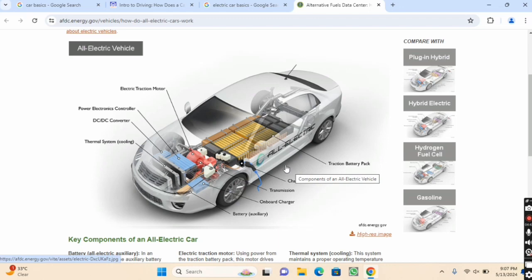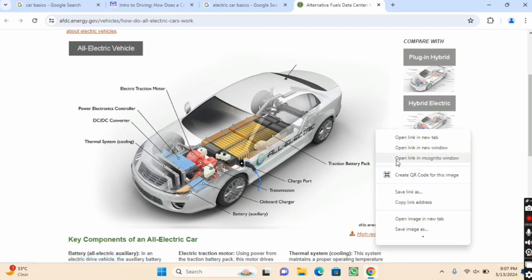Drawbacks of the electric cars: a disadvantage is the upfront cost, which is somehow expensive. For example, a Tesla is $1 million. Basically, that's it. We will study these electric cars in more detail later in the other videos.